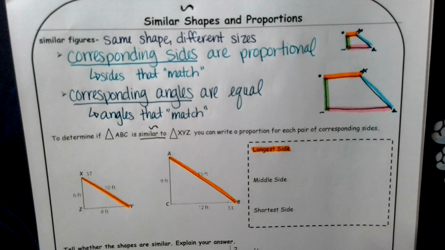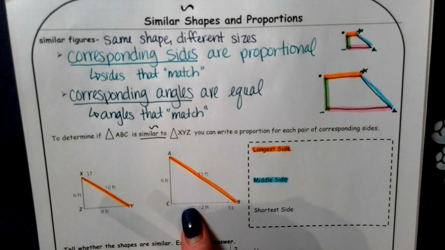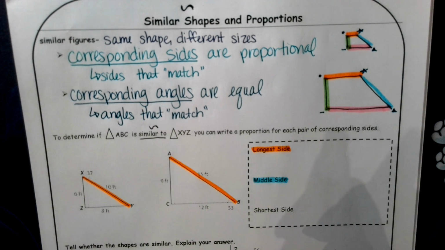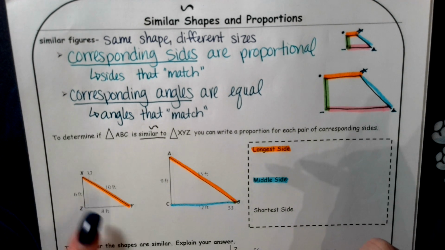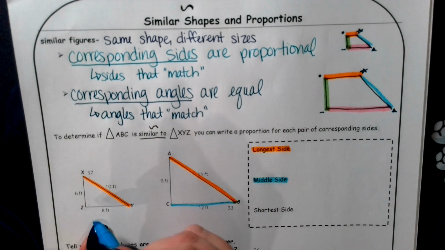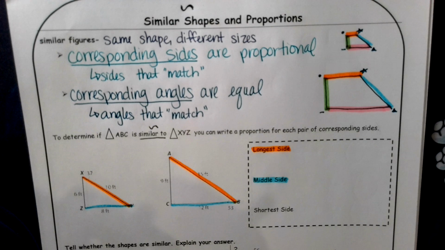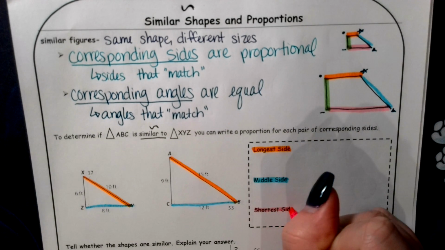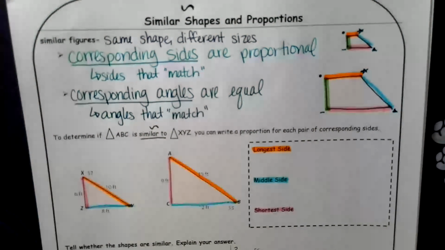Then let's take a look at the middle side. Which of those lengths is going to be the middle length? That 12 on the bottom, that's my middle length side. And over here corresponds with 8. That's the middle length side. So that means my shortest side is going to be what's left over, the lines on the left. Those sides all correspond with each other.